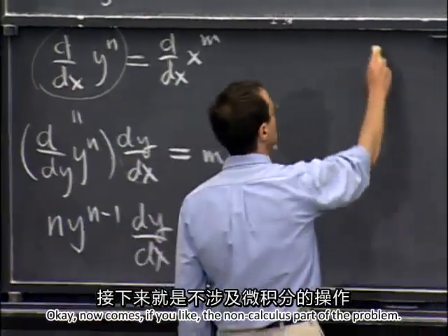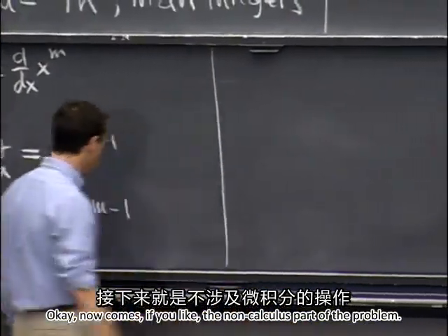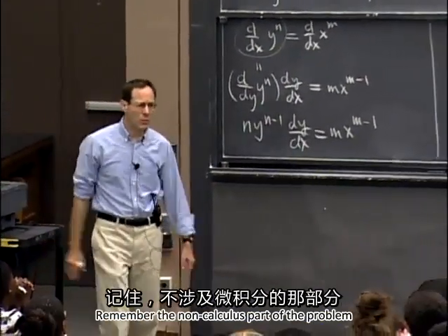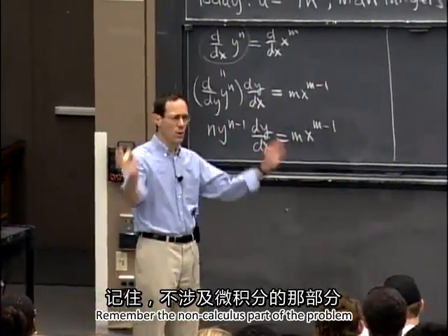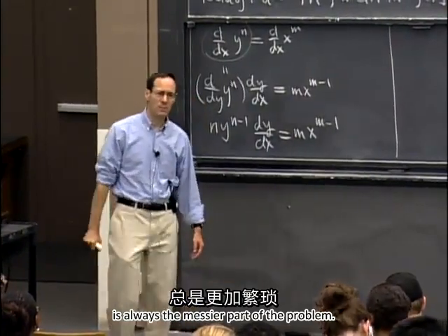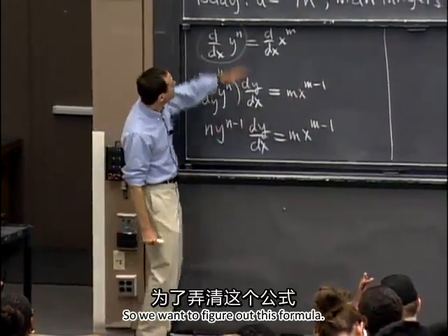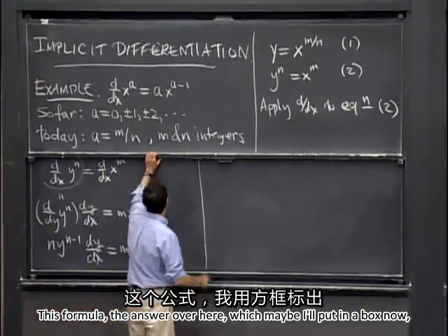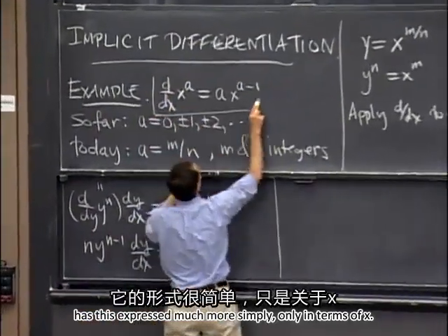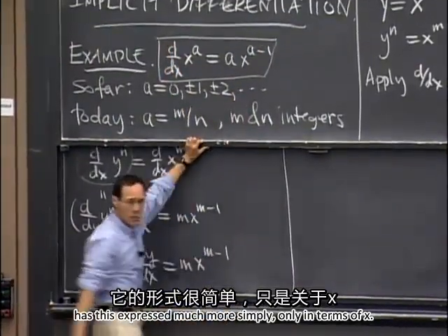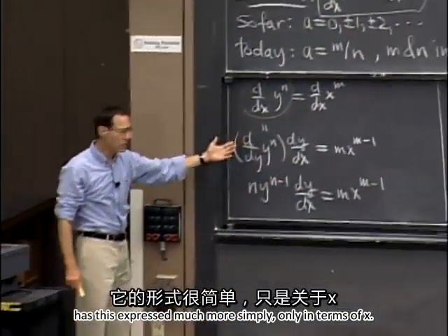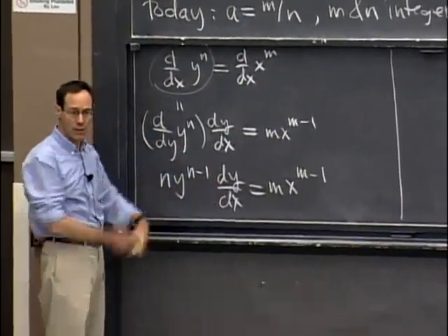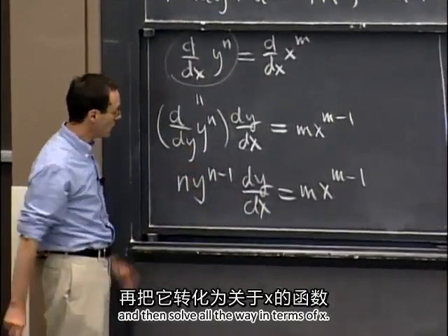Okay, now comes, if you like, the non-calculus part of the problem. Remember, the non-calculus part of the problem is always the messier part. So we want to figure out this formula, this answer over here, which maybe I'll put in a box now, expressed much more simply, only in terms of x. What we have to do now is solve for dy dx using algebra and then solve all the way in terms of x.